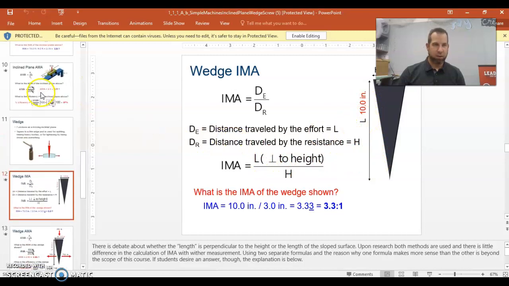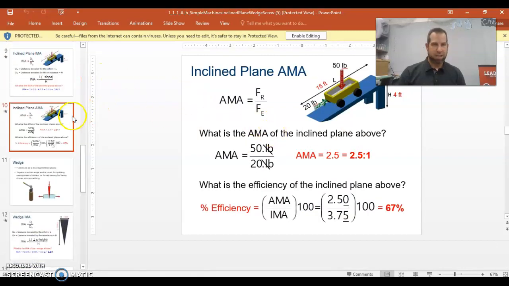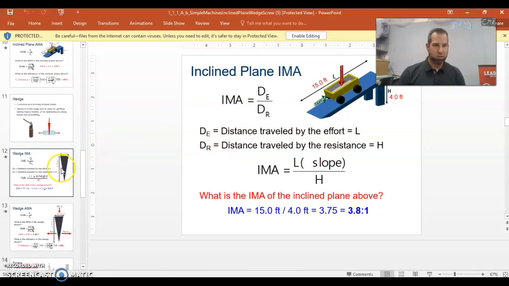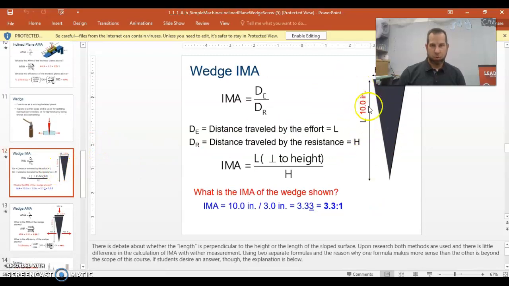All right, and so here again, note the little difference with the wedge is that this is perpendicular to the height. In the inclined plane, it's not. It's just the slope. Where are we at? There we go. This is the slope. It's not perpendicular to the height. But with the wedge, the distance is perpendicular to the height. That's what this little upside down T is.